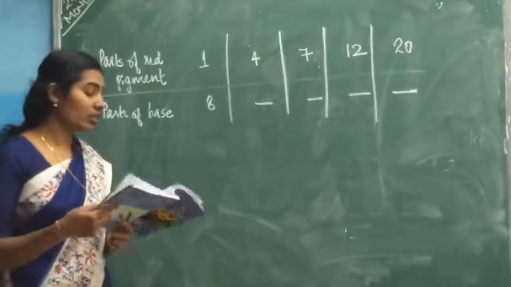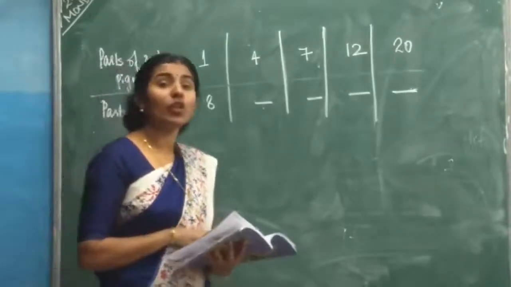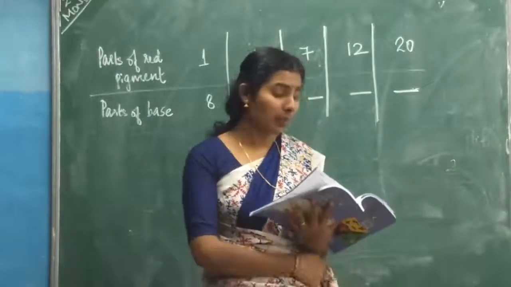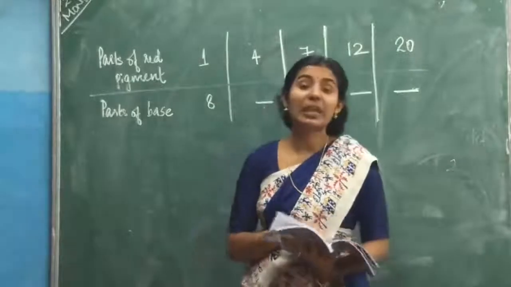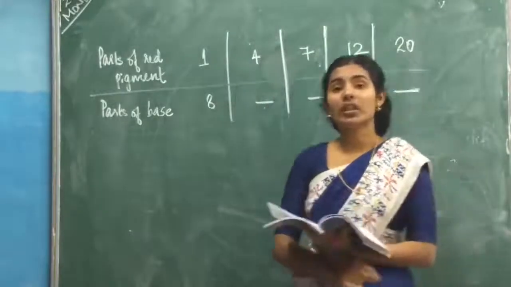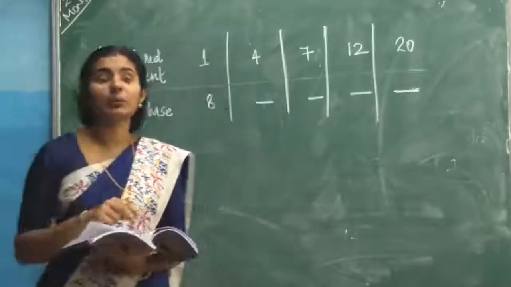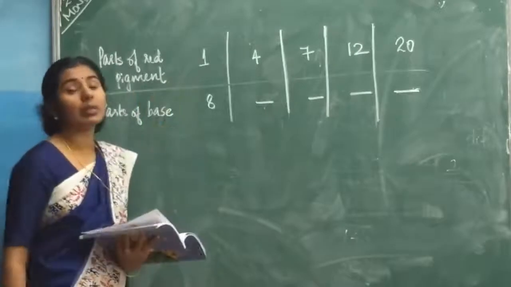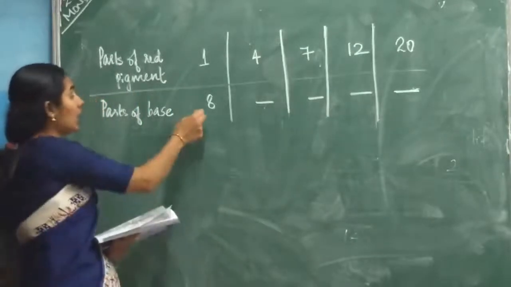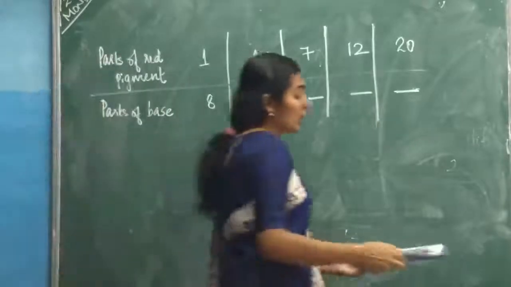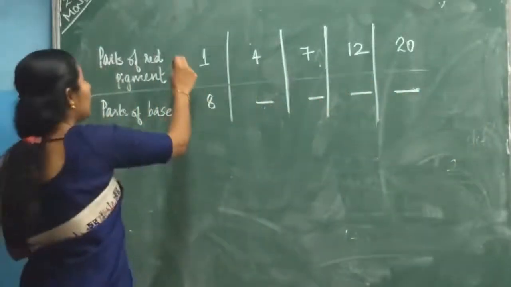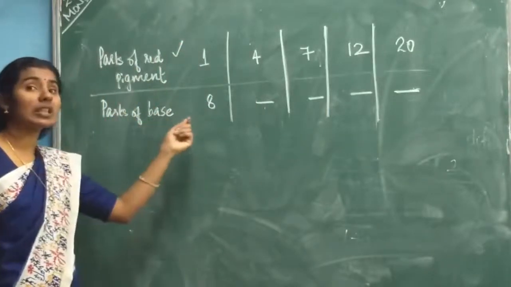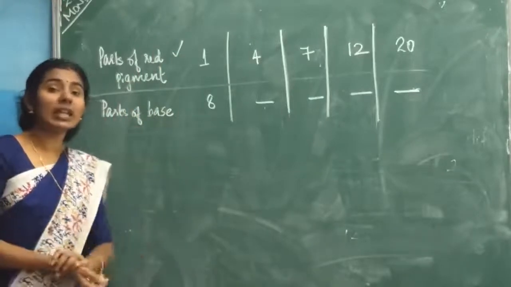The second question. A mixture of paint is required by mixing 1 part of red pigment with 8 parts of base. See here in this given question, they are preparing a mixture of paint by mixing 1 part of red pigment. They need 8 parts of base. So to make a mixture of paint, they need red pigment 1, and corresponding to that, how much base they need? 8 parts of base they need.